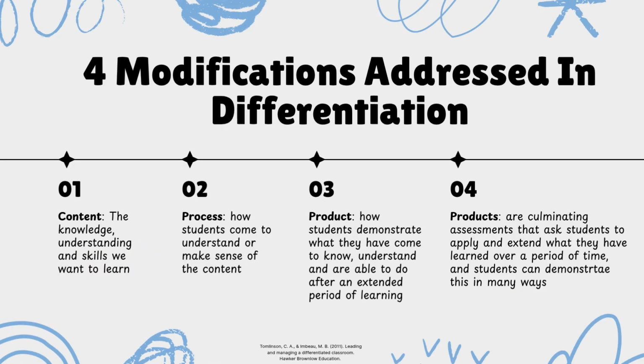When thinking about differentiation, there are 4 modifications that can be addressed. Number 1 is content, the knowledge, understanding, and skills we want students to learn. Differentiating content involves adjusting what students learn based on readiness, interest, or learning profile.